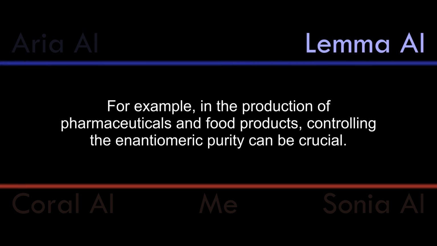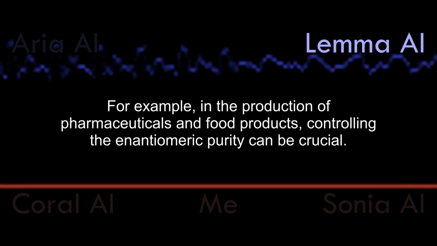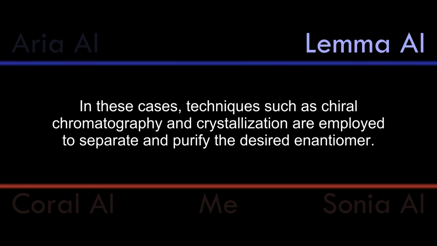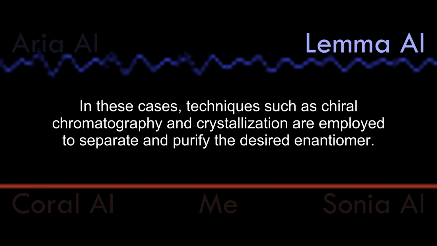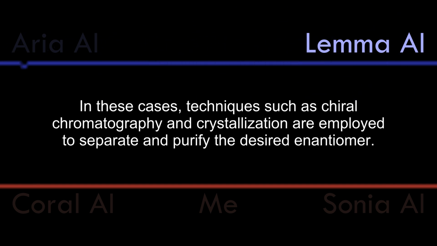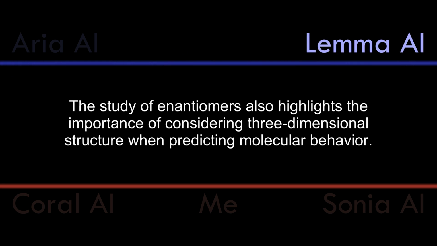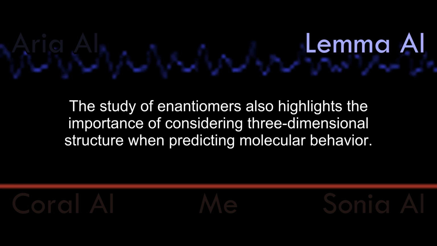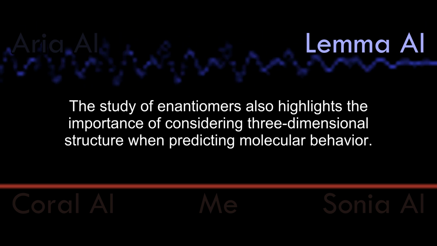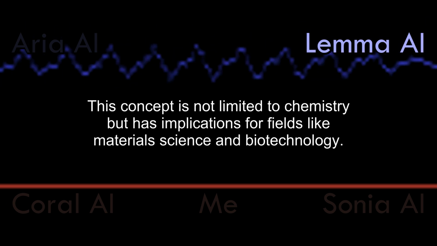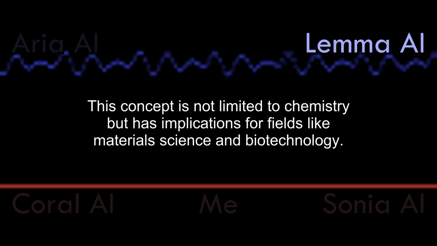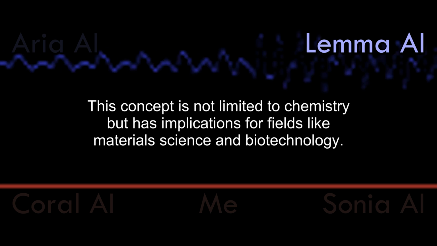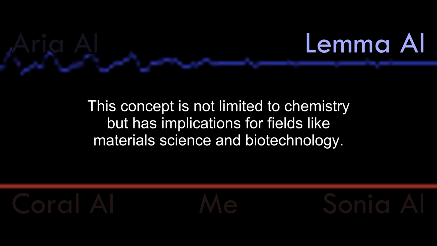For example, in the production of pharmaceuticals and food products, controlling the enantiomeric purity can be crucial. In these cases, techniques such as chiral chromatography and crystallization are employed to separate and purify the desired enantiomer. The study of enantiomers also highlights the importance of considering three-dimensional structure when predicting molecular behavior. This concept is not limited to chemistry but has implications for fields like materials science and biotechnology.